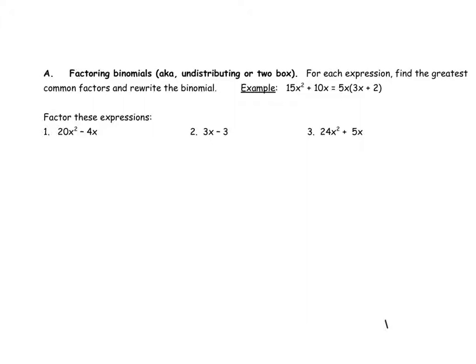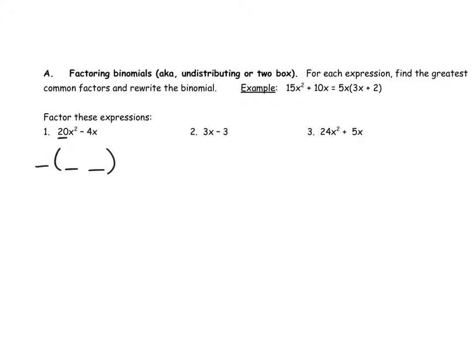Anytime you have any factoring to do, you want to check and see if there's a greatest common factor because it's going to make the rest of it a bit easier to deal with. So, first I want to look at my 20x squared minus 4x. Basically, I want to put this in this form: something times a quantity of something else. So I'm undistributing what that is, and I'm undistributing this greatest common factor.